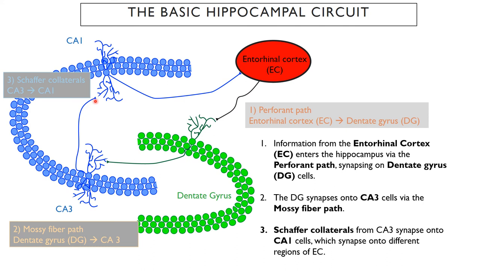And then Schaffer collaterals from CA3 neurons, that's what these are called, synapse onto CA1 neurons. And then those pyramidal neurons in the CA1 region will synapse to a different region of the entorhinal cortex. So this is the basic pattern, the simplest circuit through the hippocampus. It can get a little bit more complex, so why don't we take a look at what that looks like?